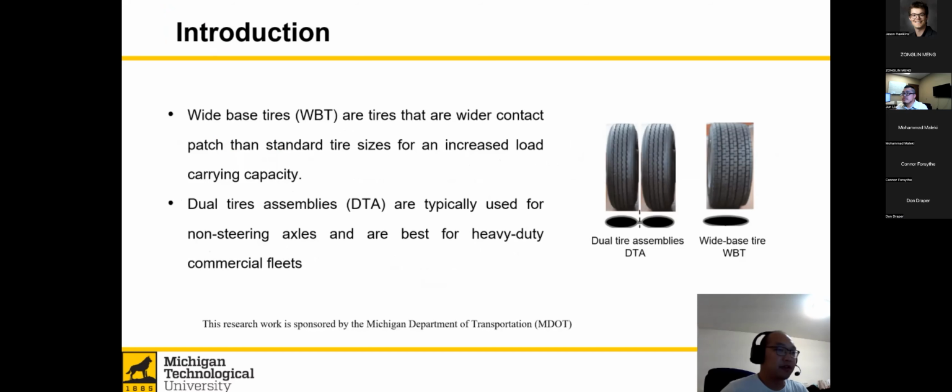What is the wide-based tire? Like the picture shown here, the wide-based tire means the tire that has a wider contact area compared with the standard tire size, and it will help to increase the load carrying capabilities. And dual tires are what we call the dual-tire assembly. It's a typical tire used for the conventional truck. This research work is sponsored and supported by the Michigan Department of Transportation.